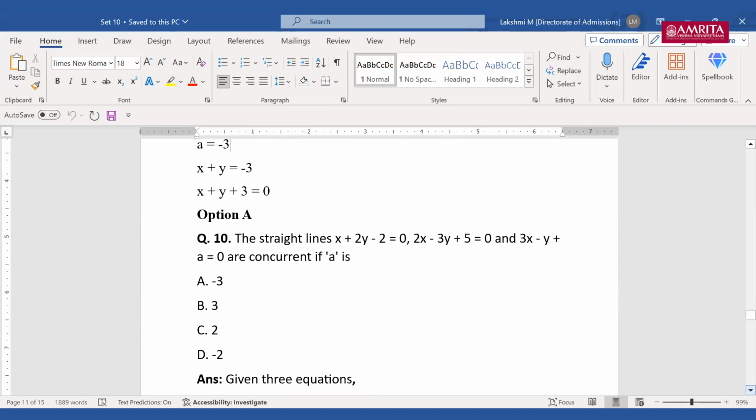This is also a very simple question. The straight lines x plus 2y minus 2 equal to 0, 2x minus 3y plus 5 equal to 0, and 3x minus y plus a equal to 0 are concurrent if a is. You need to find the value of a, given that they are concurrent. I think most of you will do this, right? I don't want you to write the whole question.